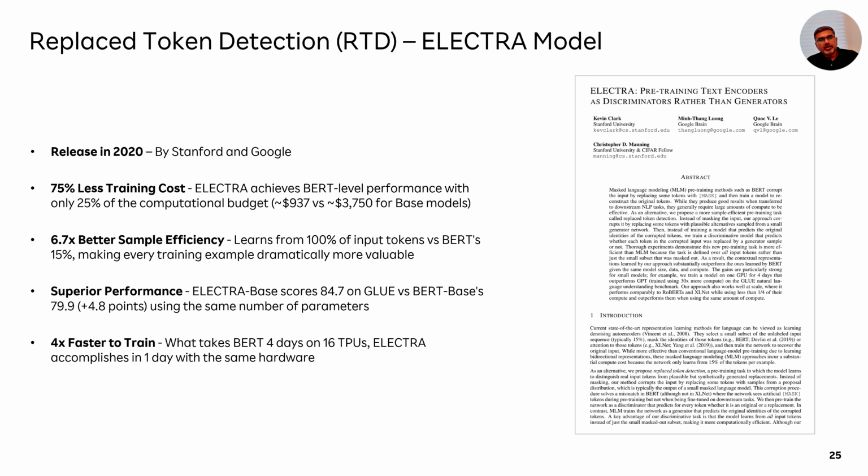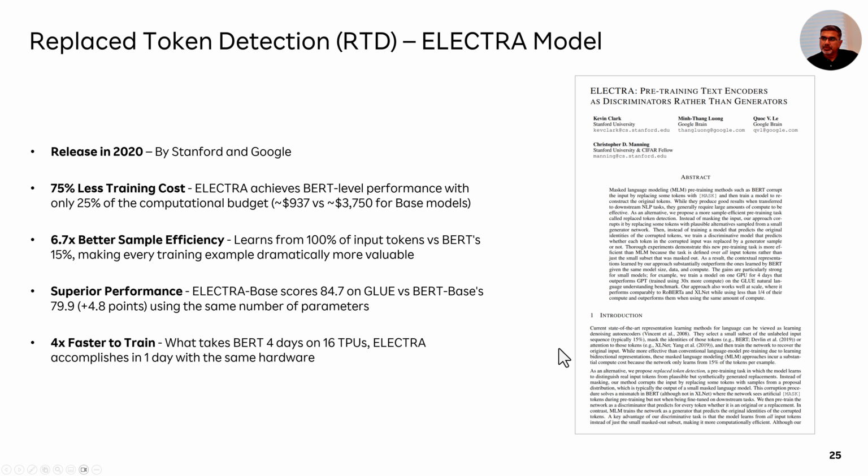The beauty of ELECTRA is that it actually learns from 100% of all the tokens in the sentence, rather than just the 15% that a masked language model uses. It also improved the performance. Going from BERT's MLM-based technique of pre-training, on the GLUE score it went from 79.9 to 84.7 with ELECTRA. That's a plus 4.8 points, which is a very significant boost in performance.